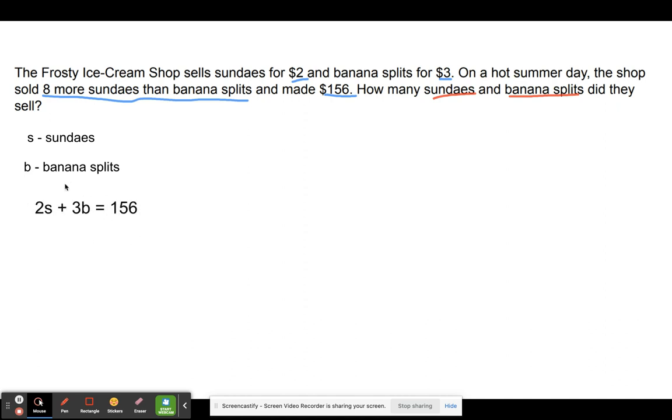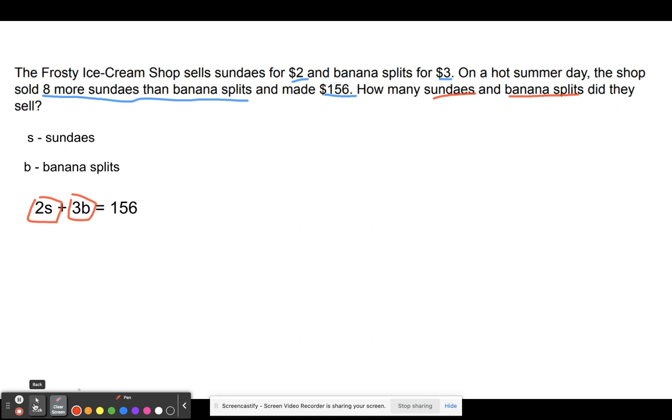And that's where I came up with this equation. So you can see that the first part represents $2 times the amount of sundaes. The second part represents $3 times the amount of banana splits. Okay, and that gives us that total of 156.